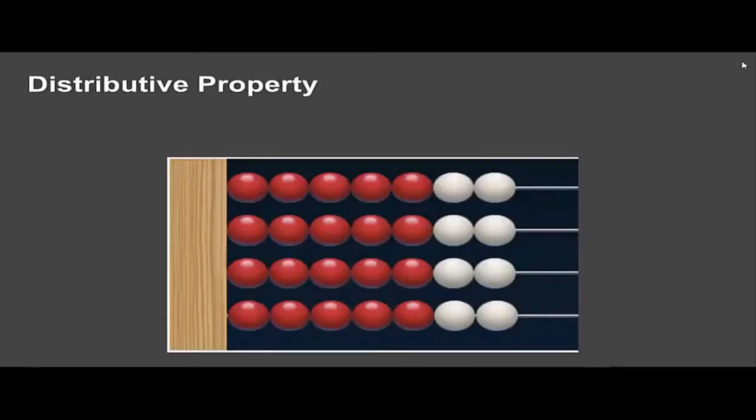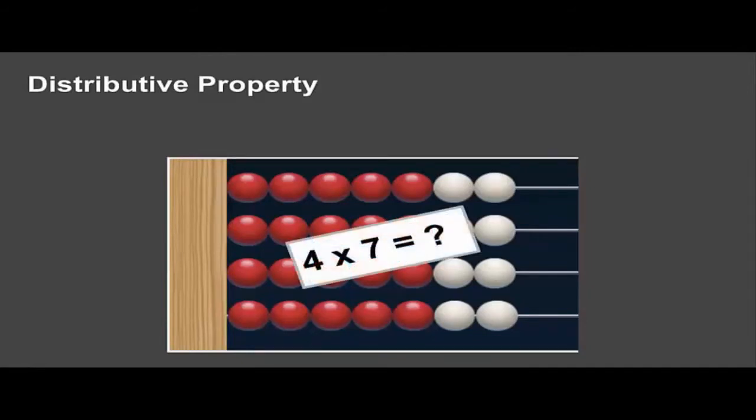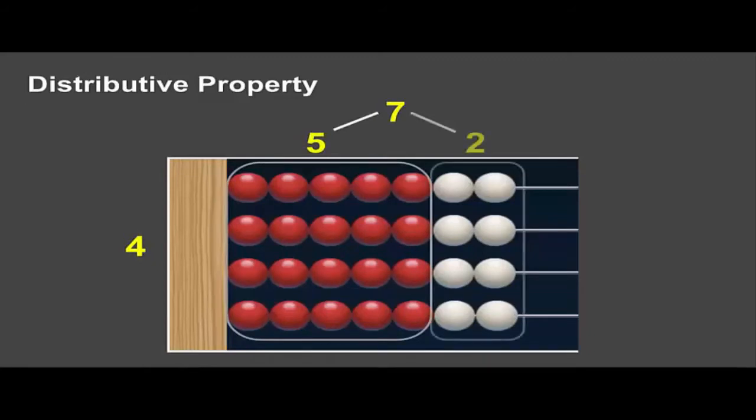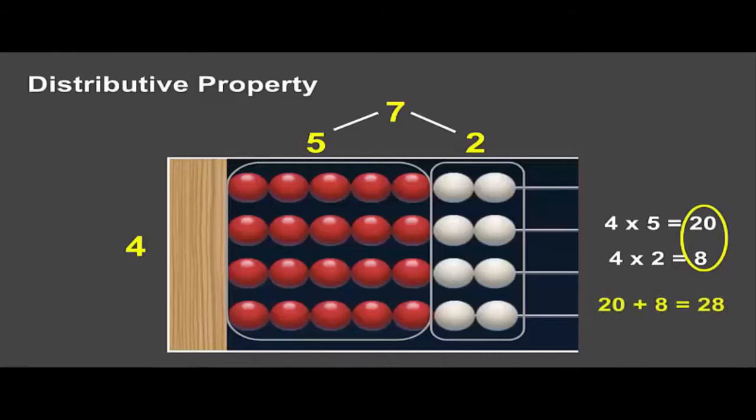The next component of 3OA5 is the distributive property. With the distributive property, students can decompose unknown facts into smaller known facts. For example, when multiplying 4 times 7, the 7 can be decomposed into 5 and 2. 4 times 5 equals 20, and 4 times 2 equals 8. 20 and 8 are partial products that can be added together to find the total product. 20 plus 8 equals 28.